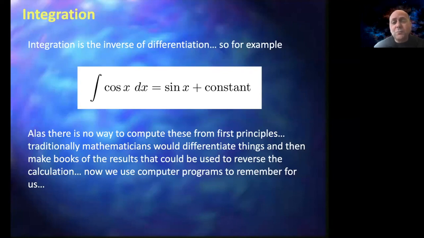These days, we use computer programs to do this remembering for us. There are things called Maple and Mathematica that we use day to day, and you would just ask it, what's the integral of cos x? And it'll spit out sine x. But really, it is just going to a library and looking up the answer. The only way to do this is to differentiate and then see what that gives you as the inverse process.